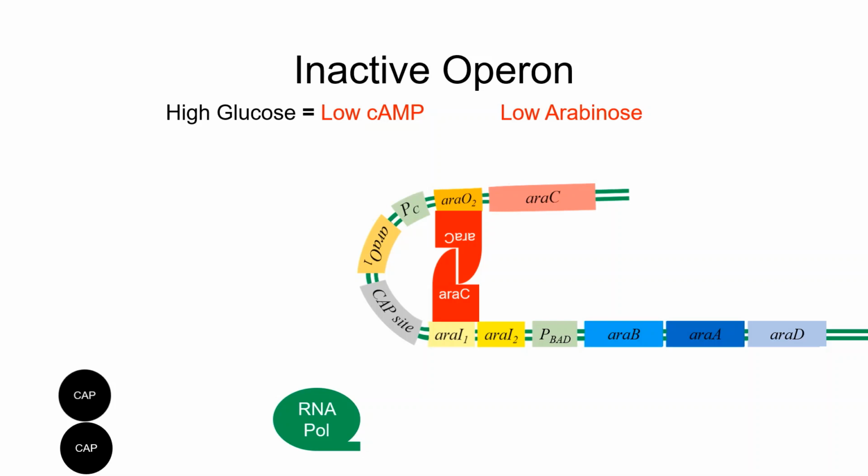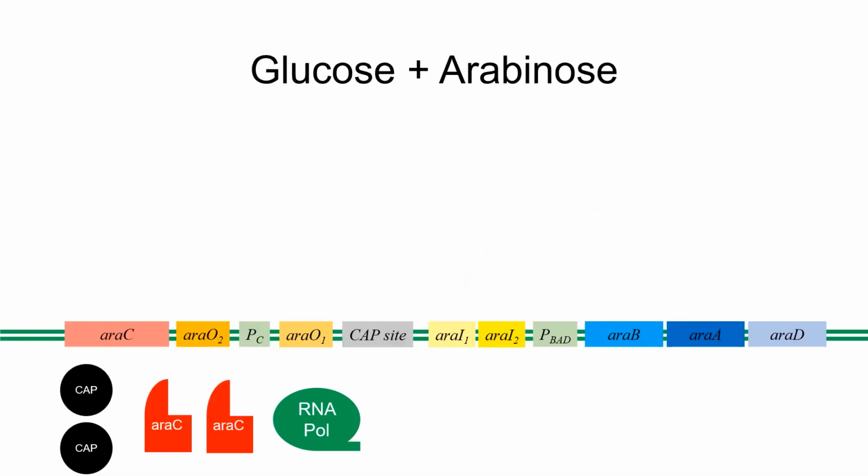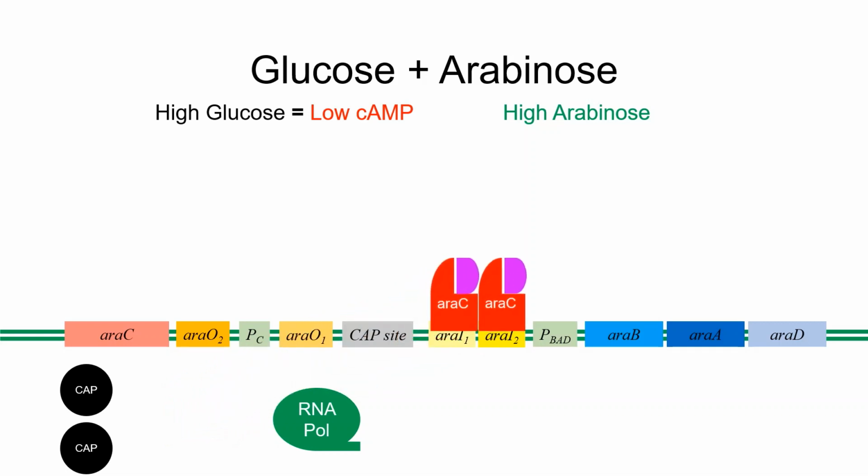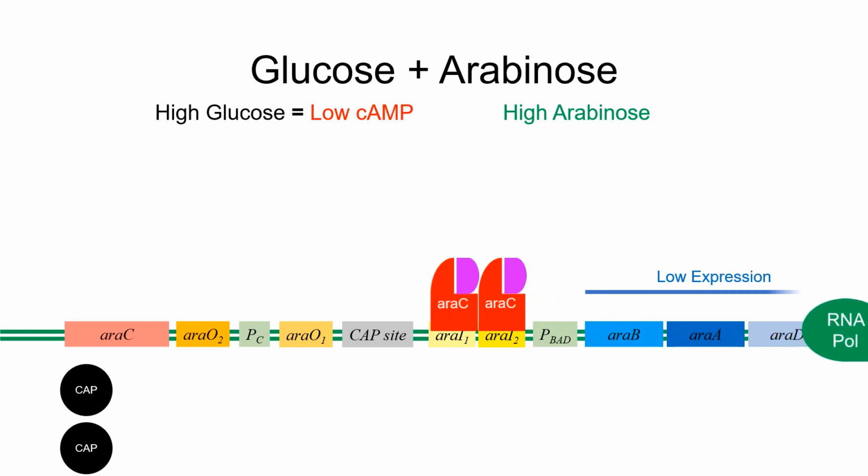Now let's look at some other scenarios. First, let's say we have glucose and arabinose in the media. cAMP is not produced in the presence of glucose, so therefore CAP will be in its inactive form. However, we do have arabinose, so our AraC dimer will not cause DNA looping. In this scenario, our operon is open, so RNA polymerase can bind, but it's not being actively recruited by CAP. This leads to low expression.